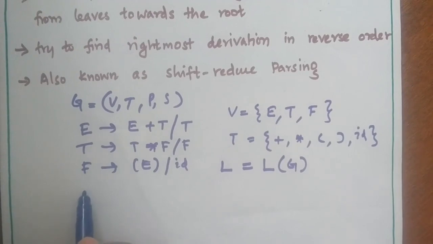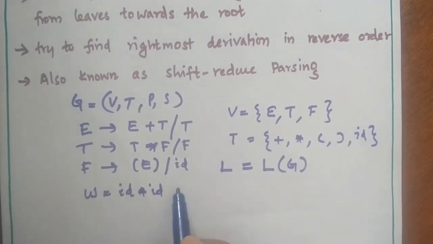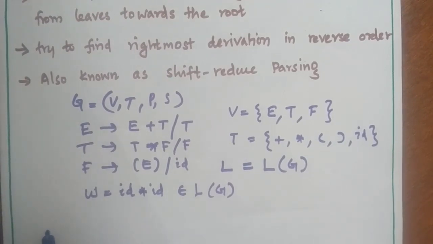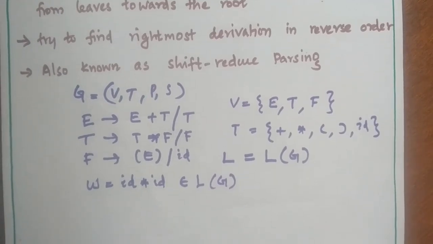For example, W is a string where I will write ID star ID. So we know that this belongs to our language L of G because it's a valid string. ID is a terminal symbol. I have formed a string, a sentence, by applying the rules. So it's a valid sentence, and that's why it belongs to L of G. And we can verify whether it is valid or not by constructing a derivation. Here we can use either leftmost derivation or rightmost derivation. Since we are discussing bottom-up parser, I will use rightmost derivation.